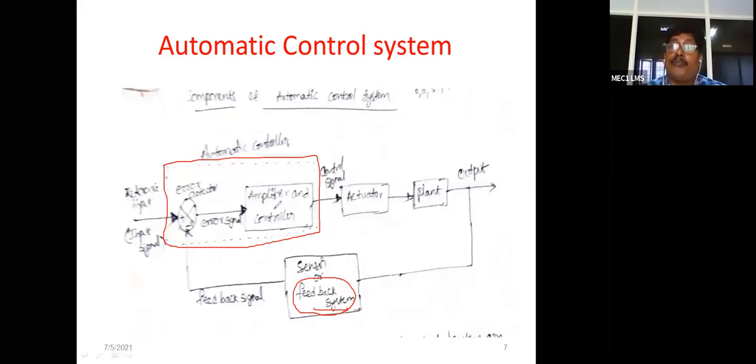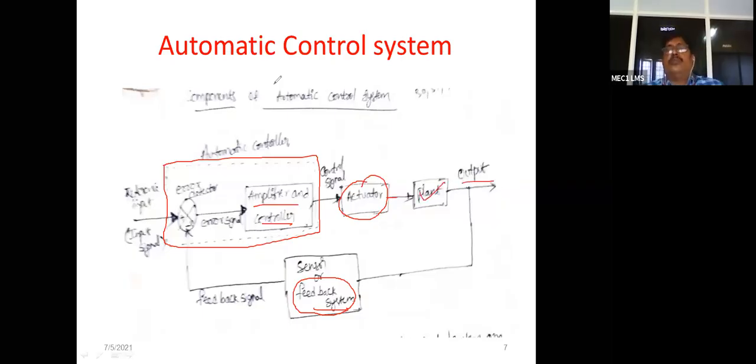Here it amplifies that signal, that means it modifies the error signal, with the help of amplifiers, filters, and some digital signal processing. There are so many elements in the amplifier and controller, right? And then this controlled signal is given as input to the actuator. This actuator activates the plant correctly so that we can get the desired output.